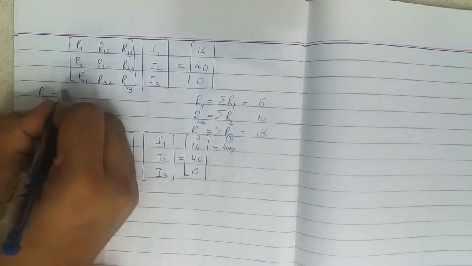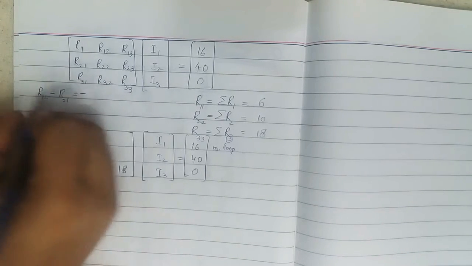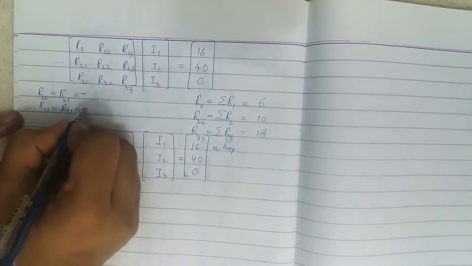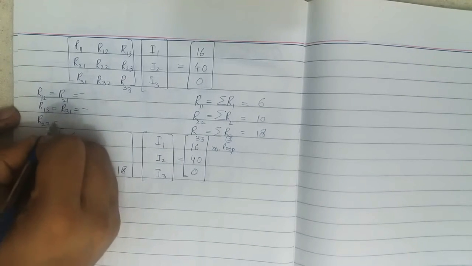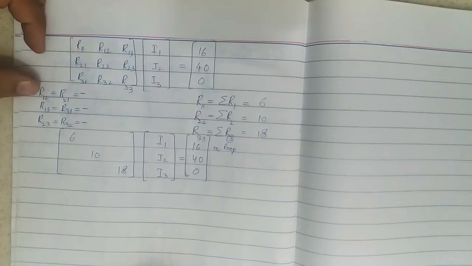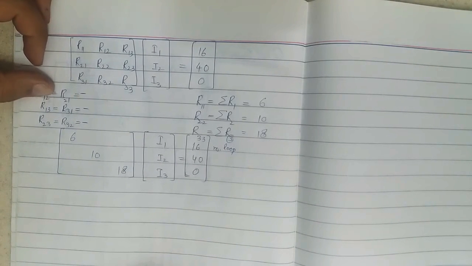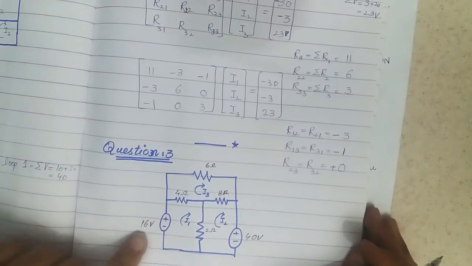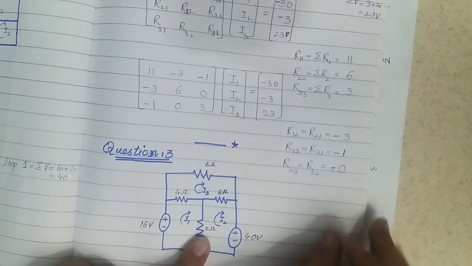Now, R12 is equal to R21 with negative sign. R13 is equal to R31 with negative sign. R23 is equal to R32 with negative sign. Resistance common between first and second loop, first and third loop, second and third loop. So resistance common between first and second loop is 2.